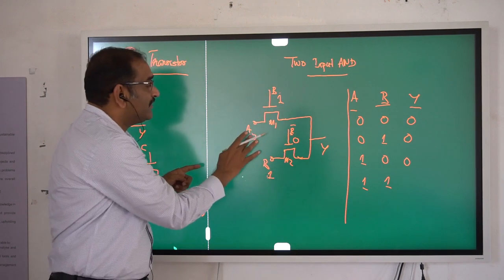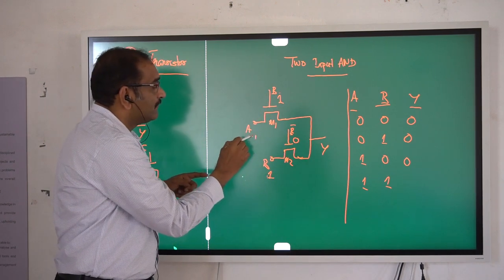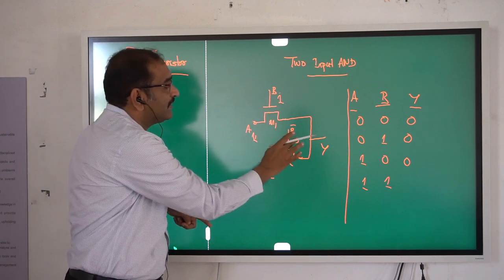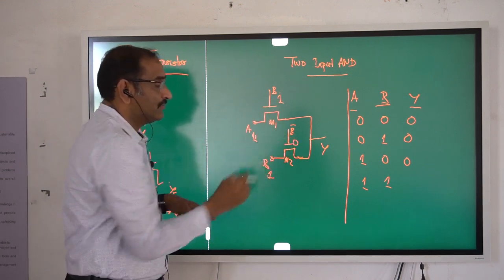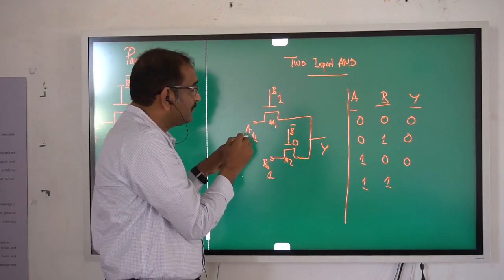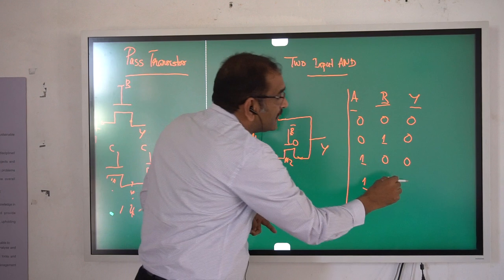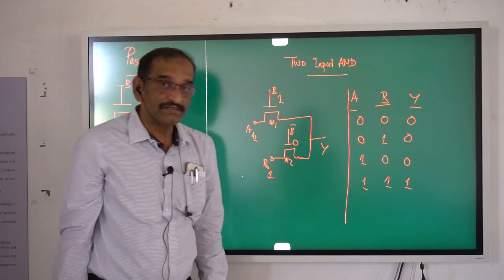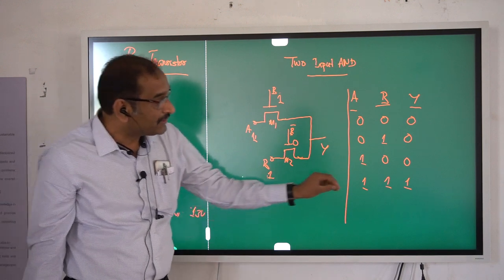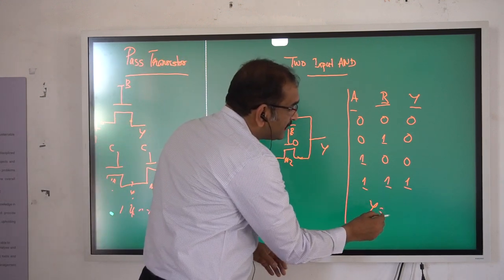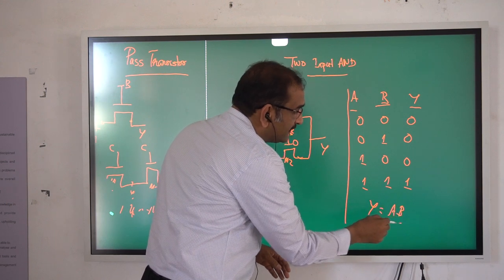And when it is 1 1, both inputs are 1. So this is 1 and this is 0. This transistor M1 is on now, so this A input will be passed and this is 1. See, watch this output Y. When both inputs are high, your output is high. That is nothing but Y equals AB. That is nothing but your AND gate.